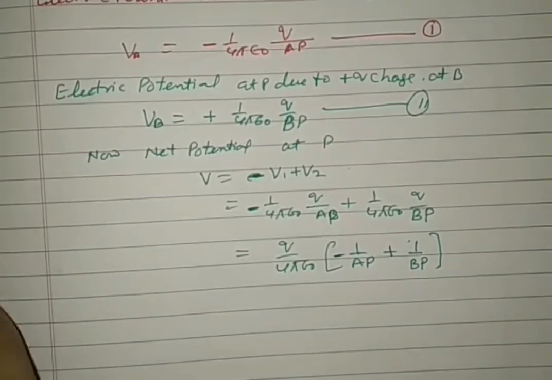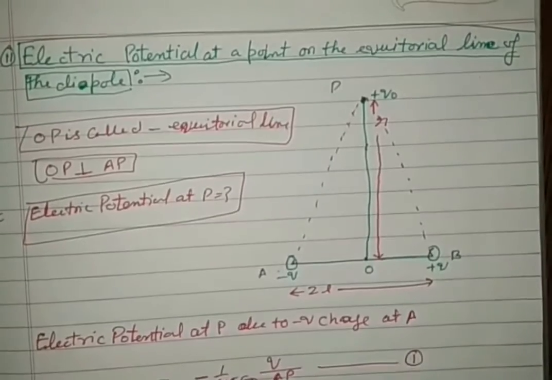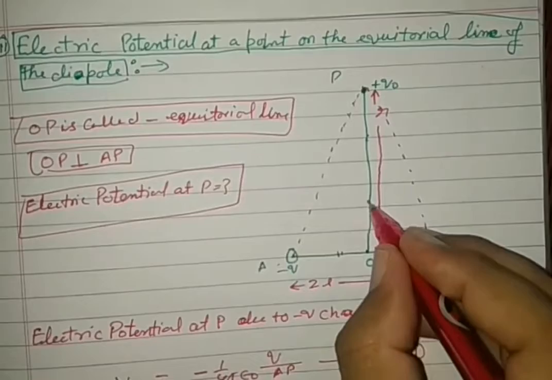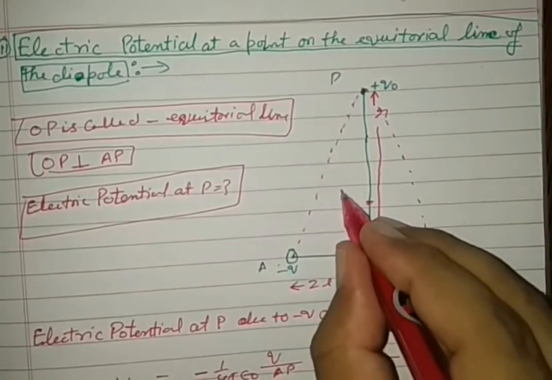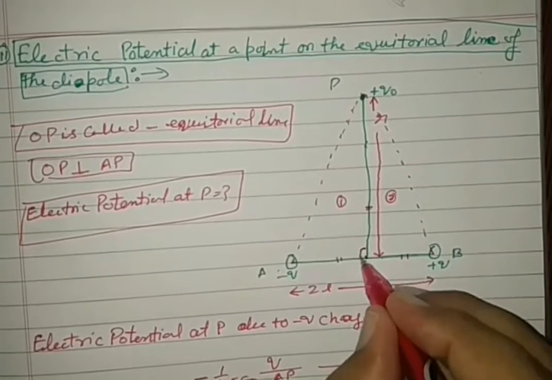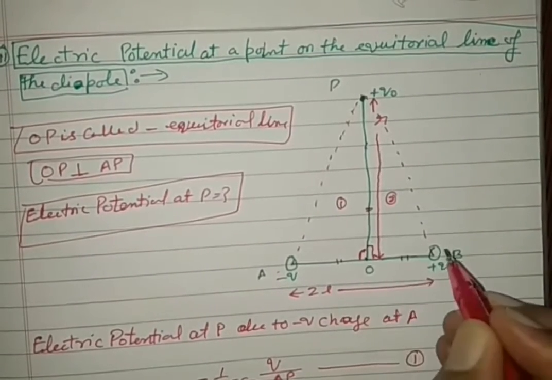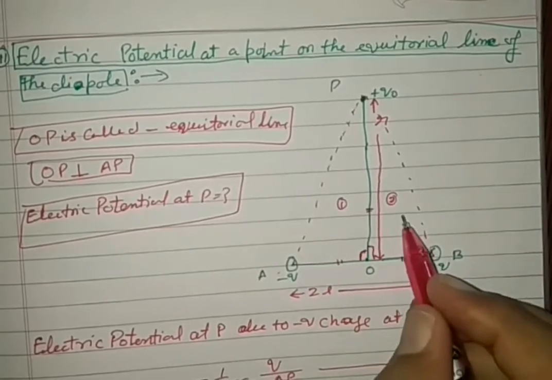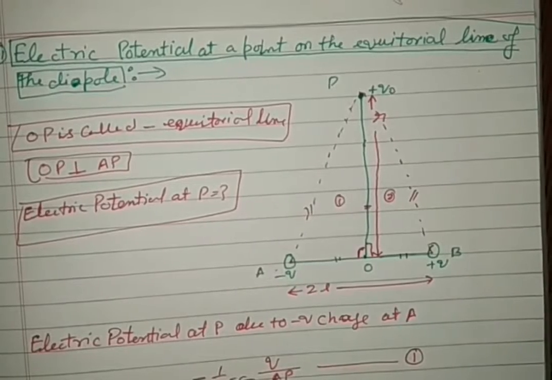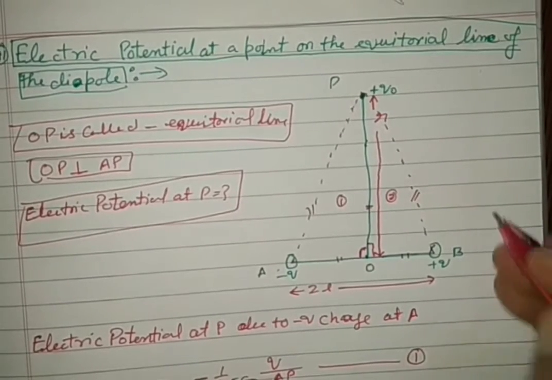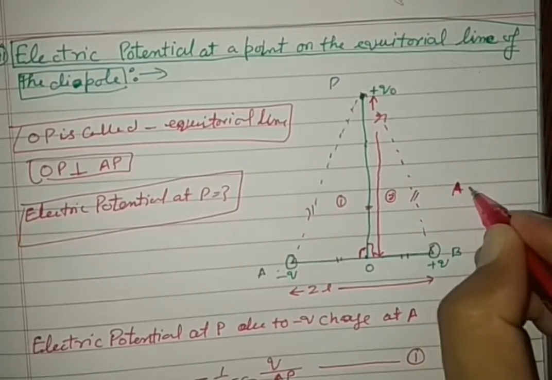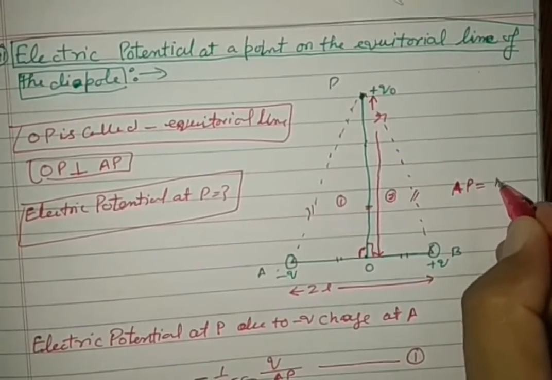Now focus here on the diagram. These two sides are equal. This side is common in both triangles. We are going to see triangles 1 and 2. These two angles are also equal, perpendicular. Naturally both are congruent triangles. This implies that these both sides are also equal. So it means that AP is equal to BP.